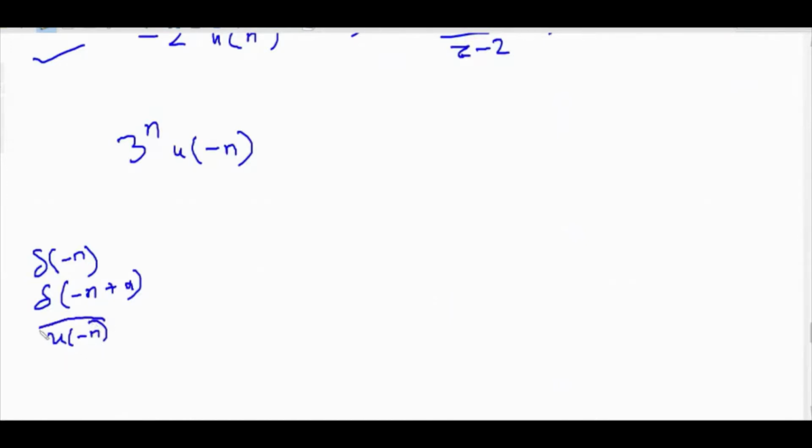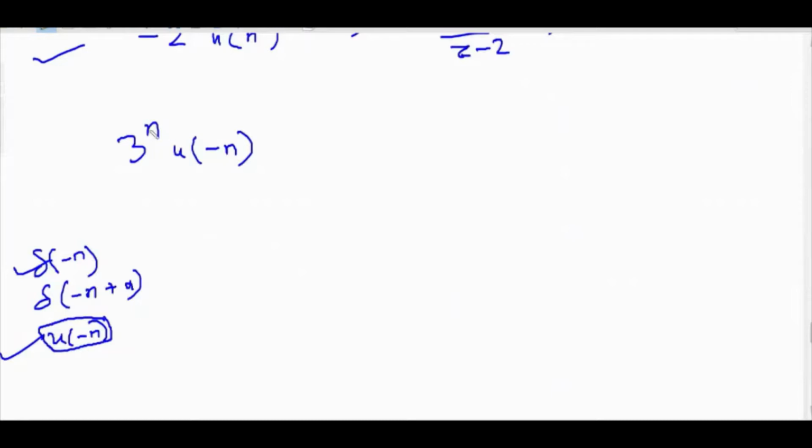Whenever u of minus n is there, then only you have to use the time reversal property. Other than that, don't use time reversal property. Whenever u of minus n or delta minus n is there, then only you should use the time reversal property. Okay, so here u of minus n is there, so I must use the time reversal property.